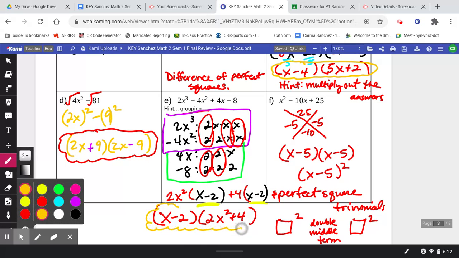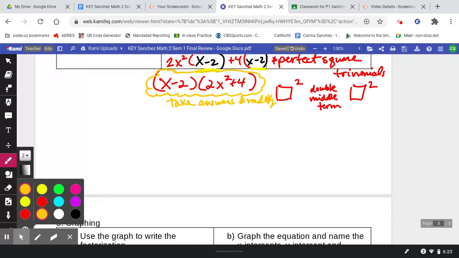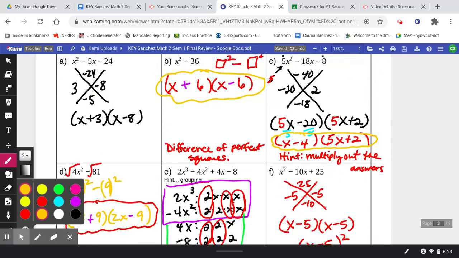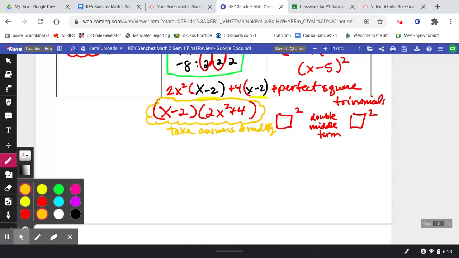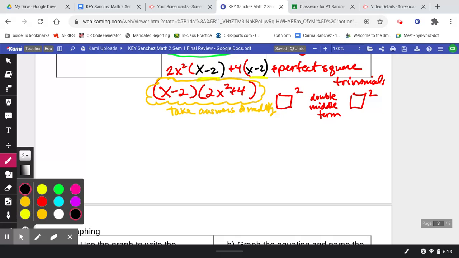What if you're not very proficient at this method of factoring? Remember, you can always take the answers and multiply. Okay. Now, I just realized that in this entire factoring review, there is nothing in here on greatest common factor.